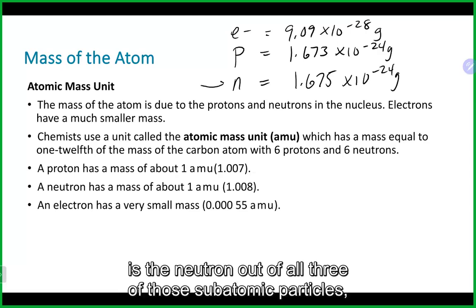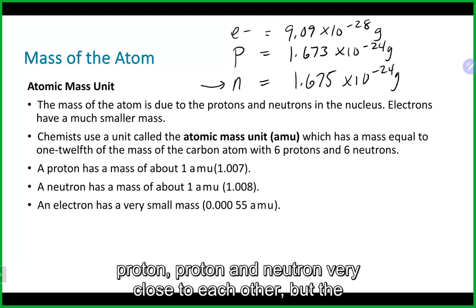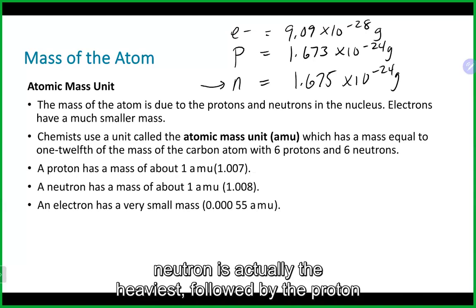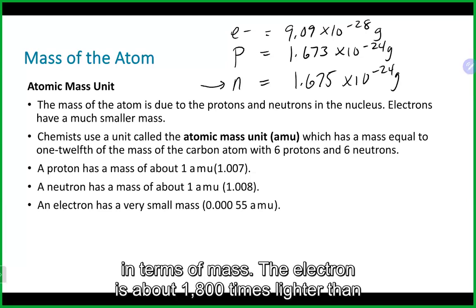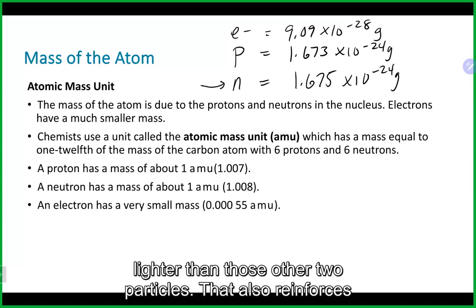Actually, out of all three of those subatomic particles, the neutron is the heaviest, just slightly beating out the proton. Proton and neutron are very close to each other, but the neutron is the heaviest, followed by the proton in terms of mass. The electron is about 1,800 times lighter than any proton or neutron. So the electron is much, much lighter than those other two particles.